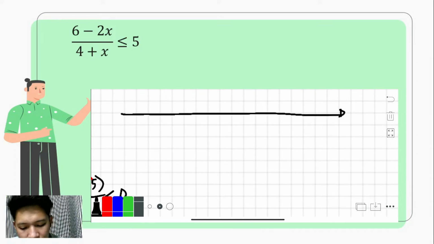If this is our number line, this is negative infinity, and this is positive infinity, and this is our 0. So we have here 1, 2, 3, 4. We have negative 1, negative 2, negative 3, and then negative 4.